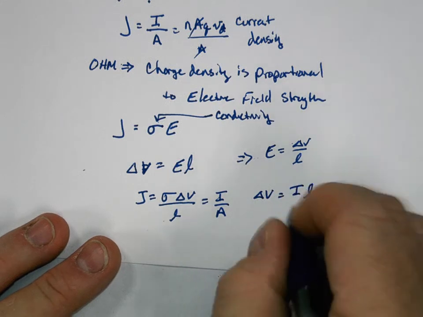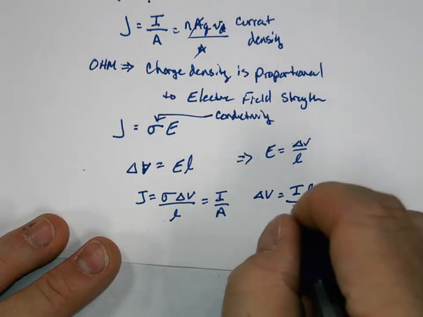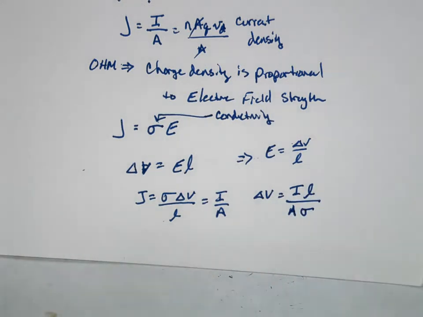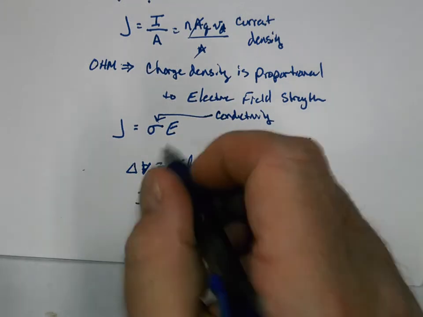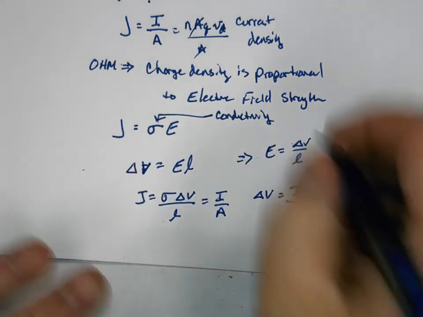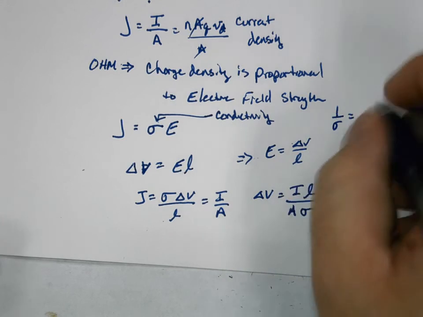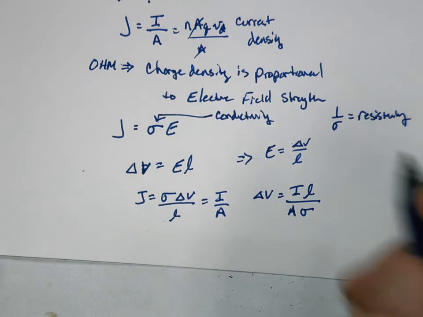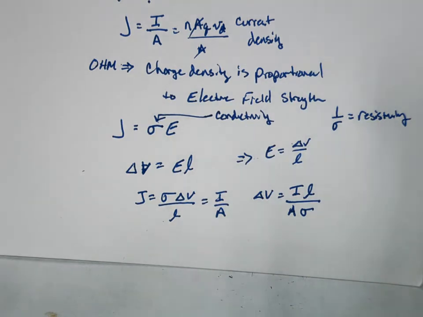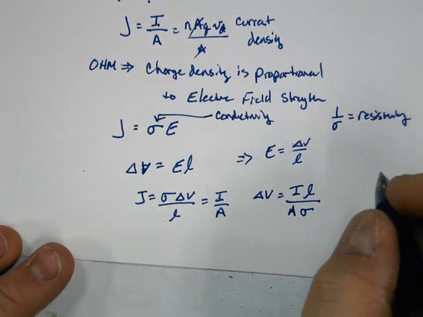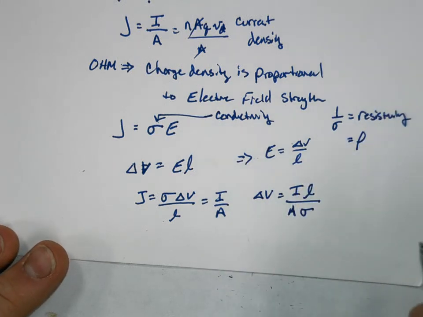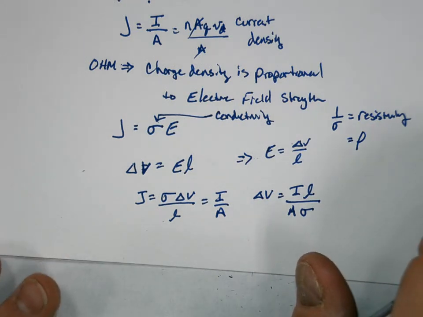If we solve for our voltage, it's going to equal I L over our area times sigma. Well, 1 over sigma, sigma is conductivity. We define 1 over sigma as resistivity, because it's the inverse of conductivity. How much it resists rather than how much it conducts. And this is rho, which is why I didn't want to call the volume density of charge rho, because we have a rho that's coming up here.